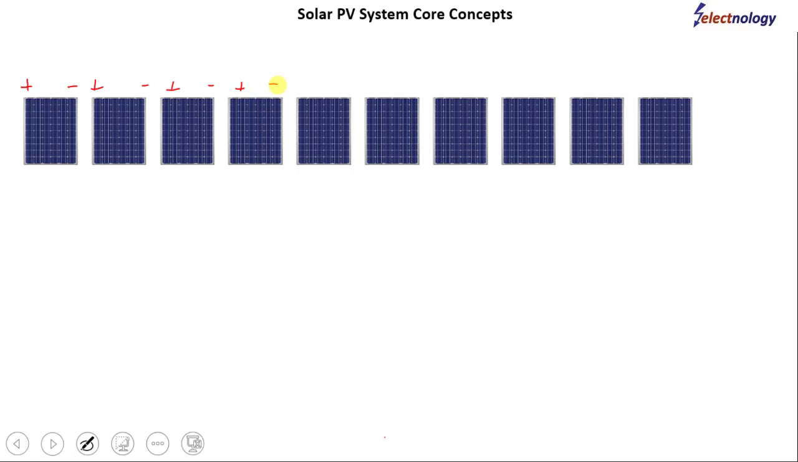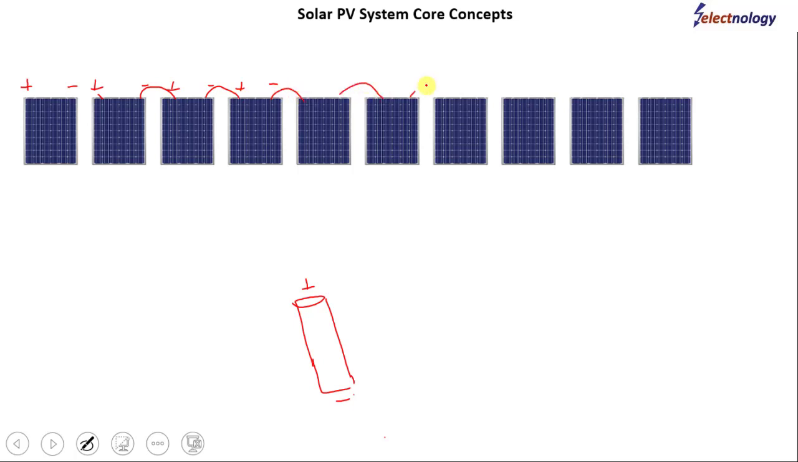Now each PV module, you can consider that it acts like any other battery cell. You have used battery cells like a AA or AAA battery cell, right? So assuming each PV module is like a battery cell, we can connect them in series. Series means that the negative of one PV module shall be connected to the positive of the other, and negative to the positive, negative to the positive, negative to the positive.